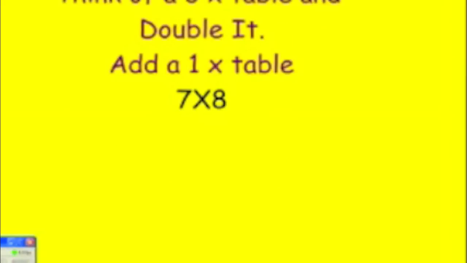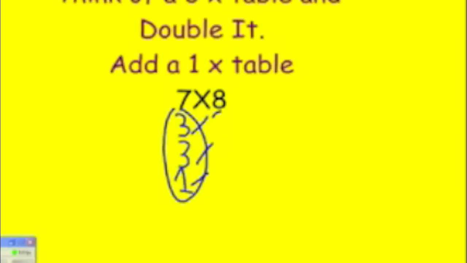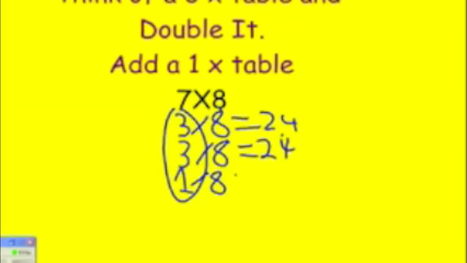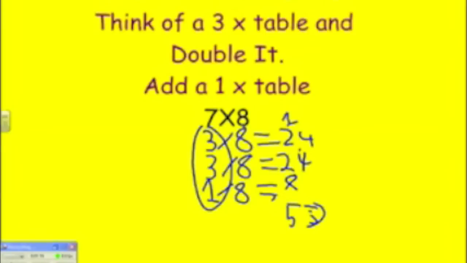Here's another trick for times 7. You can karate chop the 7 into 3, 3, and 1, because these 3 together equal 7. So just multiply each of them by 8. Three times 8 is 24. And 1 times 8 is 8. Add them together. 24 plus 24 is 48, plus 8 is 56.